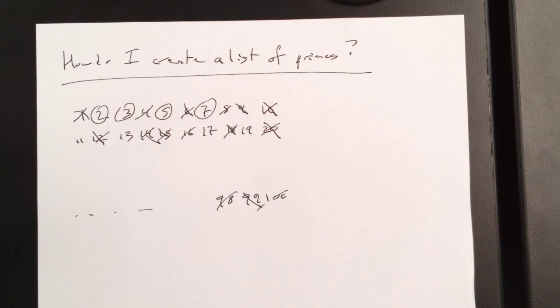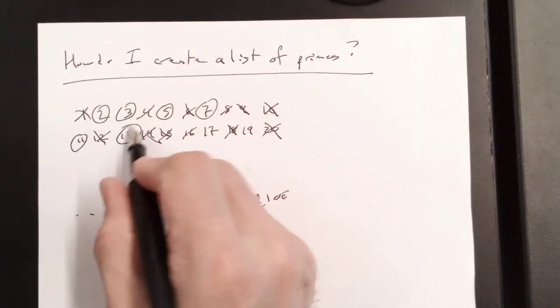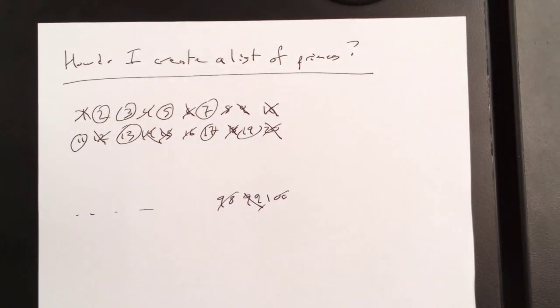What's the square root of 100? It means every number that is composite on this list had a factor smaller than or equal to 10. We've crossed out all the composite numbers up to 100. I've only got left uncircled or uncrossed primes. And I can go all the way to 100. I've sifted out one layer at a time.